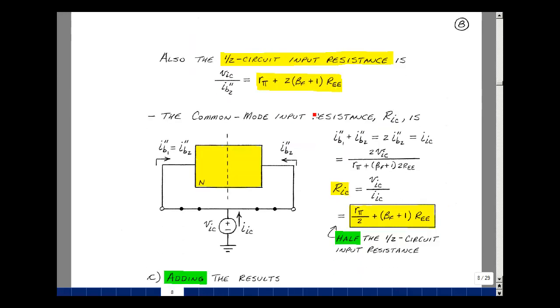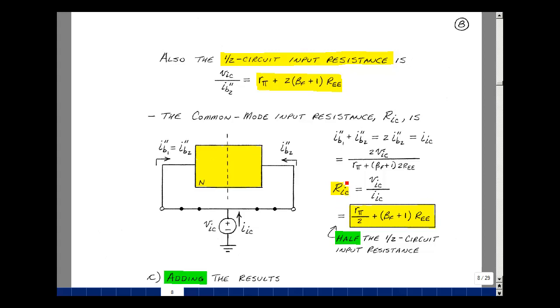Now, how does this half circuit input resistance relate to the full circuit's input resistance? Well, let's find the resistance looking in due to the common mode source. I'm just going to draw this with just one source here. And here's my VID over 2 and minus VID over 2 set equal to 0. And I'm now going to find the ratio of this voltage to current. Well, the current coming in this side is IB2 double prime. And the current coming on this side is IB1 double prime. But because we have the same sign on both our inputs, these two currents are equal to each other. The current I sub IC is just simply the sum of these two currents, which is the same as doubling I sub B2 double prime.